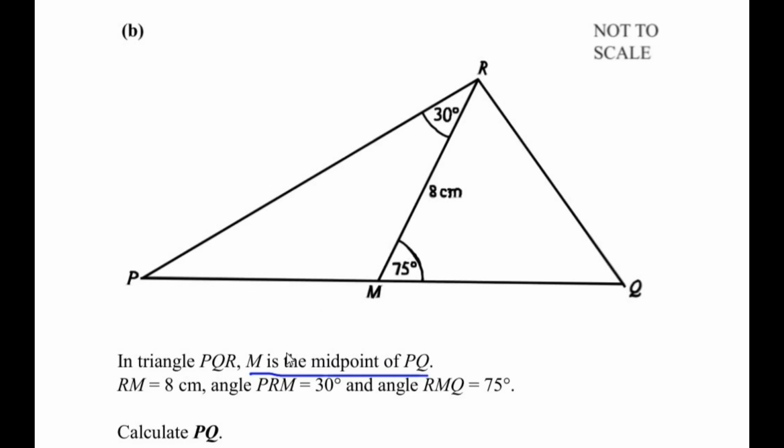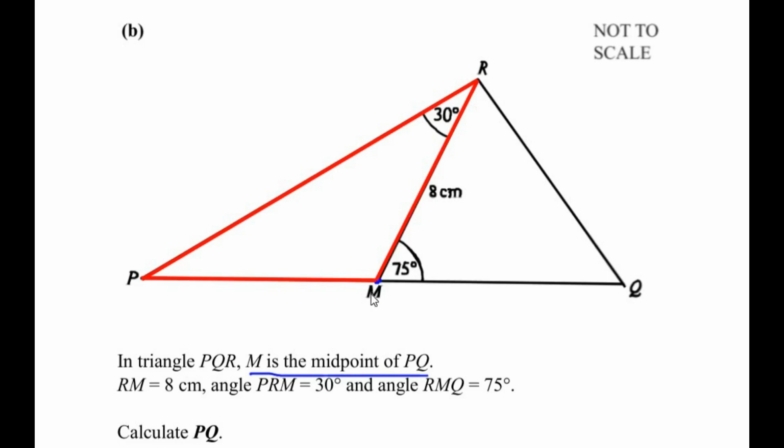Now in this question, a very important point is given that M is acting as the midpoint of the line PQ, which means the point M divides the line PQ into two equal halves. So if we find out the length of PQ or MQ, we can just double it to find out the length of PQ. Now let us concentrate on the triangle PMR first.